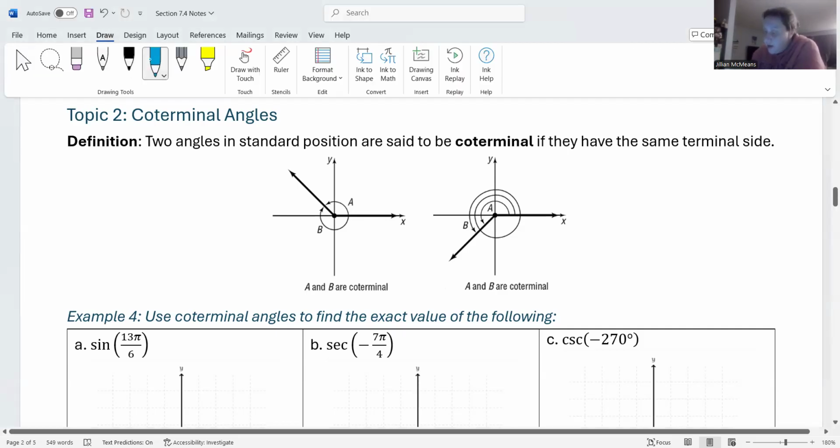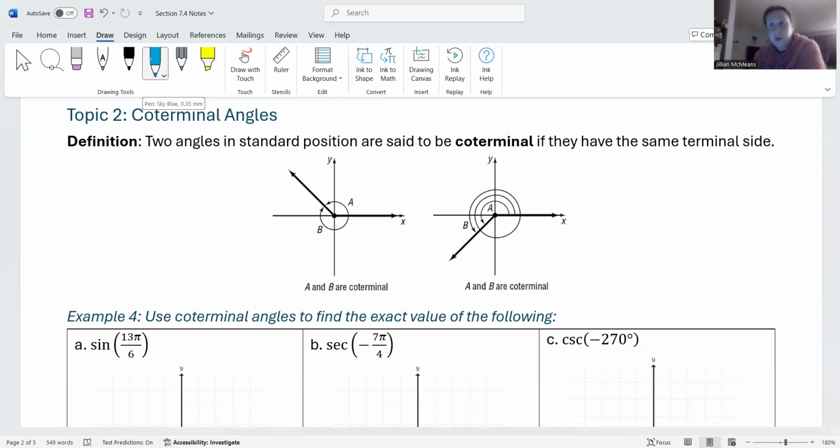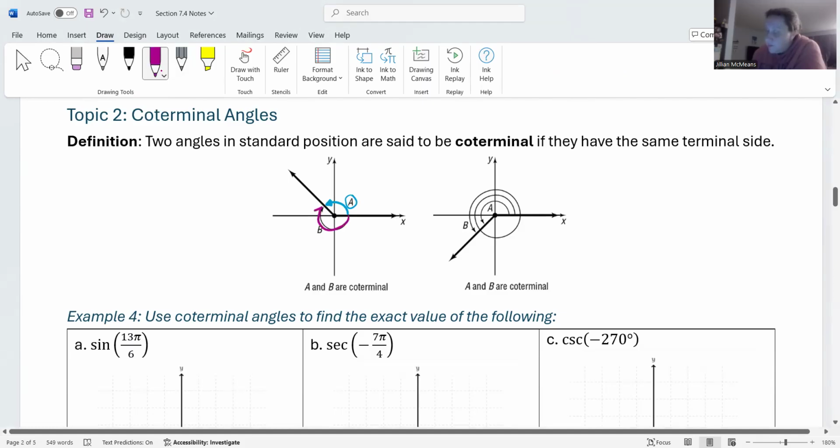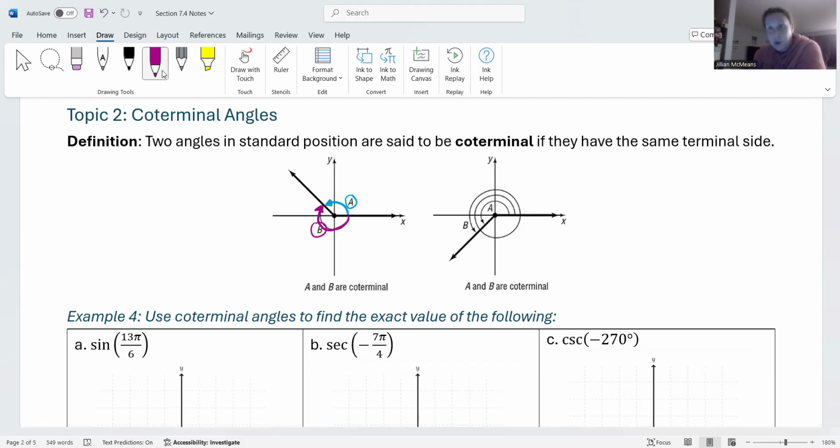So the first angle, if you're in standard position, remember your vertex is at the origin and the initial side of the angle is on the positive x-axis. So our first angle is open in the counterclockwise direction. This is angle A. It's positive. Now, our second angle opening in the clockwise direction is B. They both have the same terminal side, so A and B are coterminal.